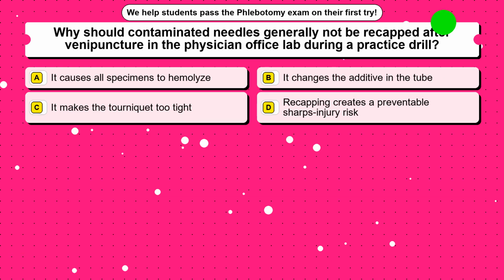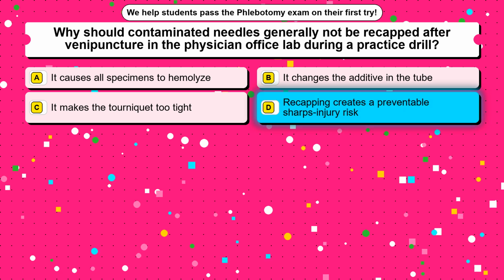Question 2. Why should contaminated needles generally not be recapped after venipuncture in the physician office lab during a practice drill? Option A. It causes all specimens to hemolyze. Option B. It changes the additive in the tube. Option C. It makes the tourniquet too tight. Option D. Recapping creates a preventable sharps injury risk.